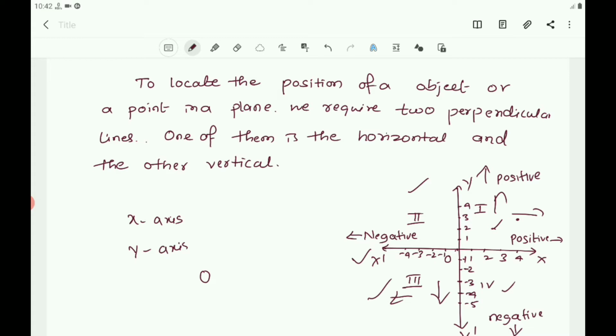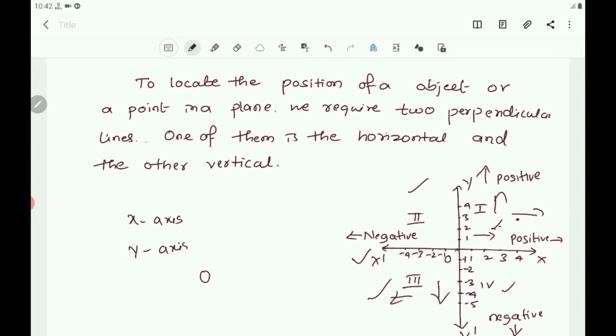The perpendicular distance of the point P from the y-axis is measured along the positive direction of the x-axis, and the perpendicular distance of the point from the x-axis is measured along the positive direction of the y-axis. Here the distance from the y-axis is measured towards OX and the distance from the x-axis is measured towards OY.